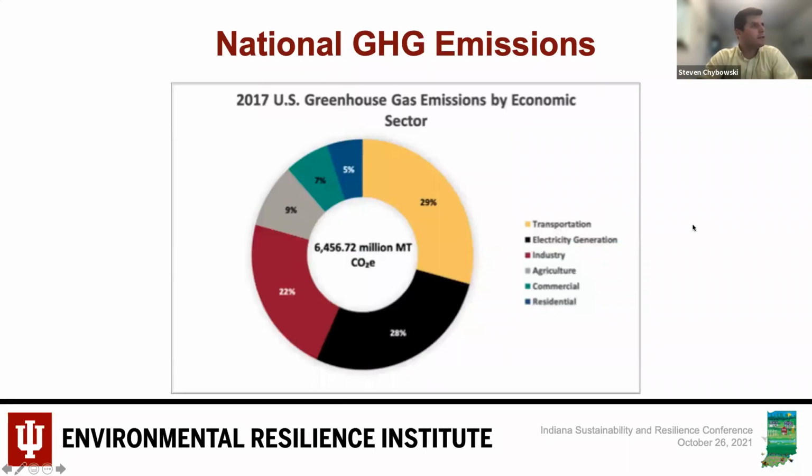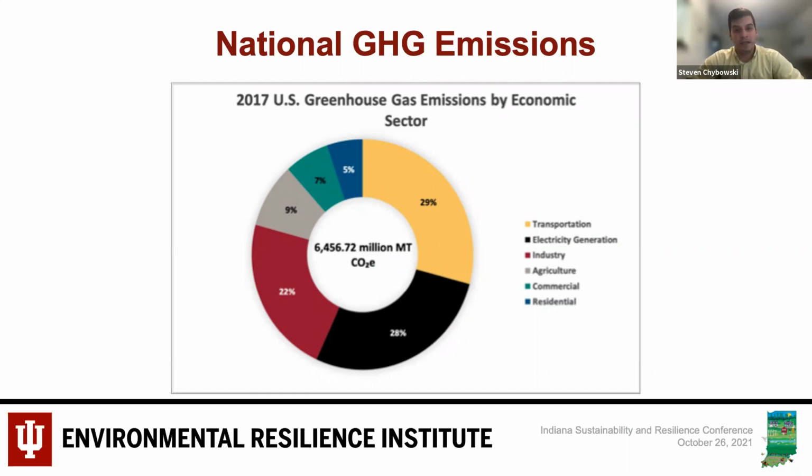This slide is looking a little blurry on my screen, so my apologies for that. But looking at breaking down those emissions by the sectors of where they come from and seeing the total amount of emissions that the US as a whole is emitting, the US is emitting 6,456.72 million metric tons of carbon dioxide equivalent. That's our whole nation's greenhouse gas emissions right there.